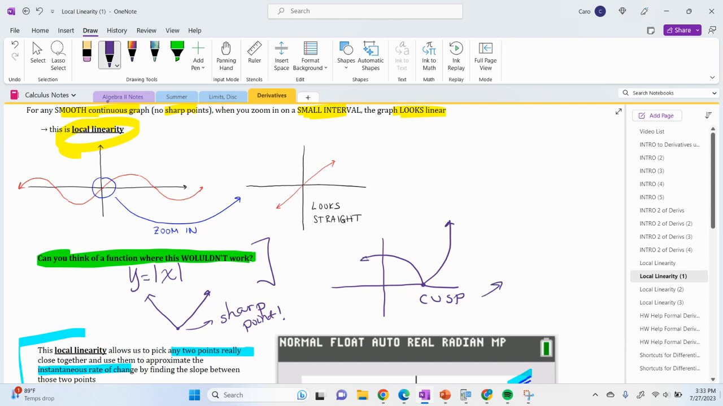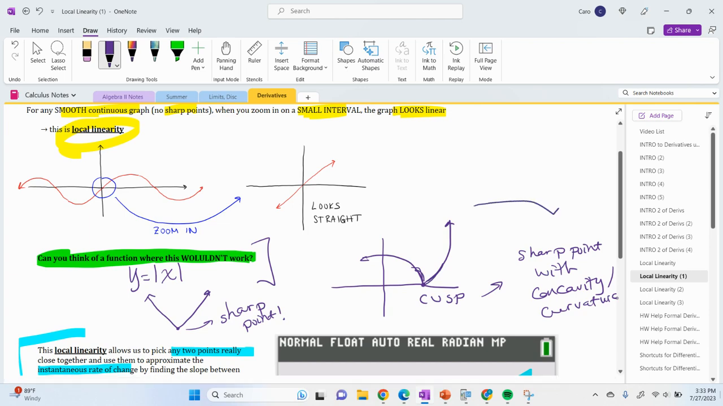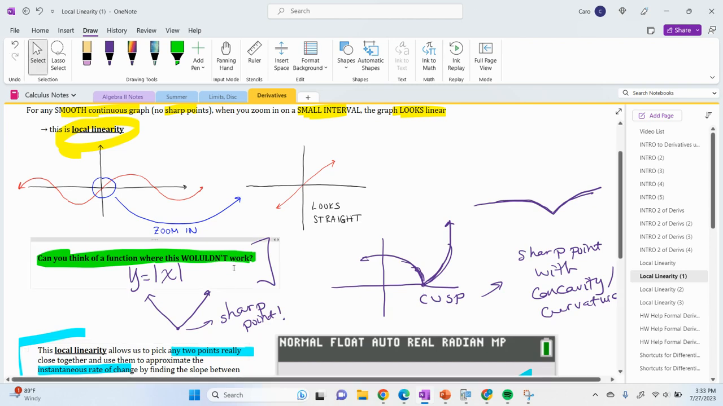A cusp, you can think of it as a sharp point with concavity, or with curvature around it, I guess. So these were not straight lines, some kind of curving here and here. Another example of a cusp would be something like that, where I'm concave down to concave down. Here I went from concave down to concave up. So anyway, with sharp points and cusps, you cannot be locally linear. Pretty much every other function that's continuous and smooth, it'll work.